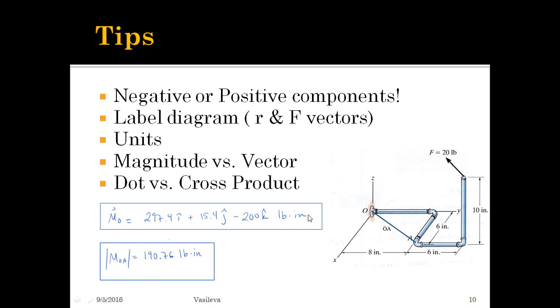Make sure, is it pound times inch? Is it newtons times meters? You always need to include the units. Also, magnitude versus vector. Are they looking for the magnitude of the moment, or are they looking for the actual vector of the moment? Because that's going to have the components i, j, k. That's a vector. This is going to be a scalar. Once again, the same thing: if you take a dot product, the dot product is going to give you a scalar. If you do a cross product, you're always going to get a vector. So those are very important things, subtle details that you need to make sure you're paying attention to. On the exam, points will be taken off for these things.